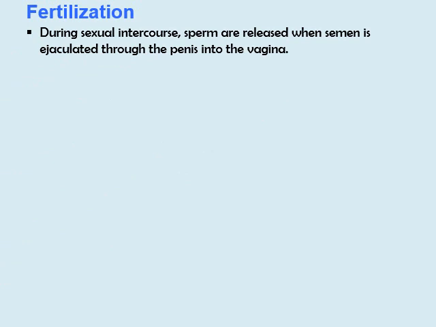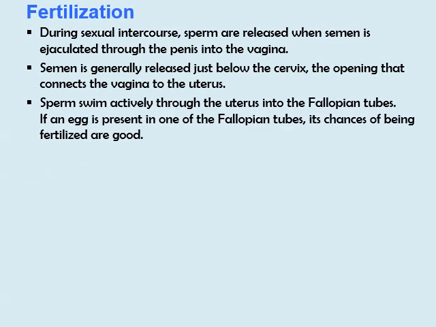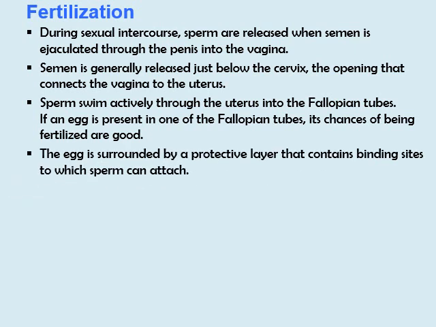Now, fertilization in detail. During sexual intercourse, sperm are released when semen is ejaculated through the penis into the vagina. Semen is generally released just below the cervix, the opening that connects the vagina to the uterus. Sperm swim actively through the uterus into the fallopian tubes. If an egg is present in one of the fallopian tubes, its chances of being fertilized are good.